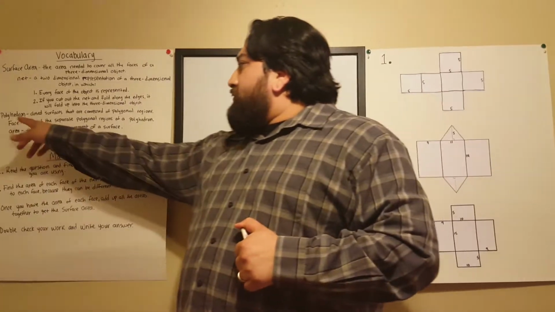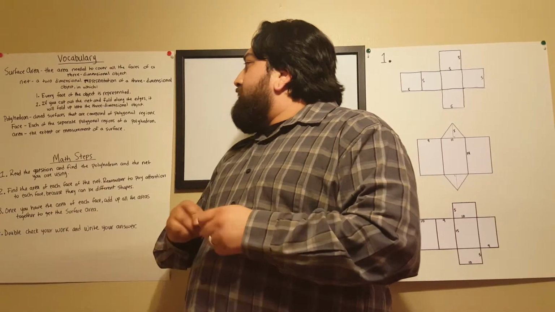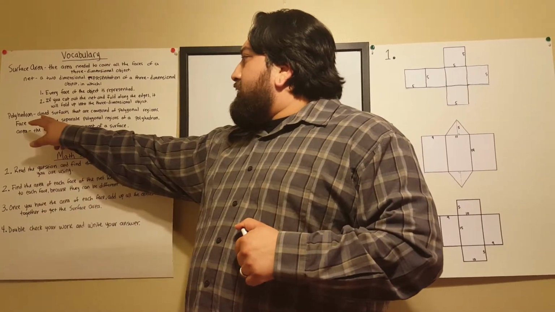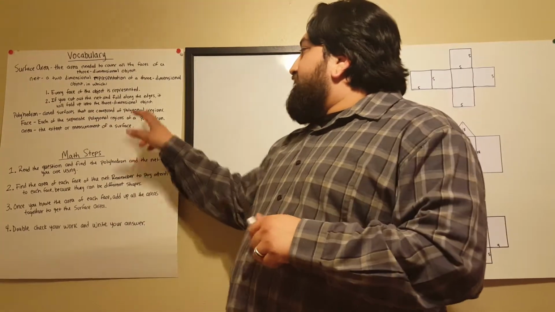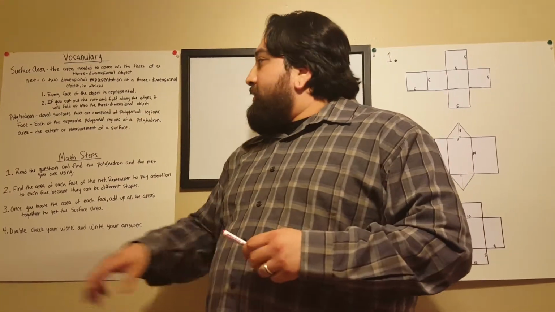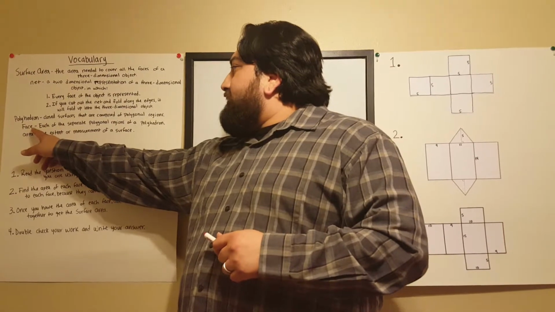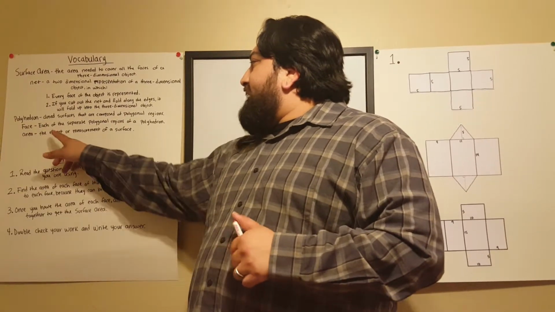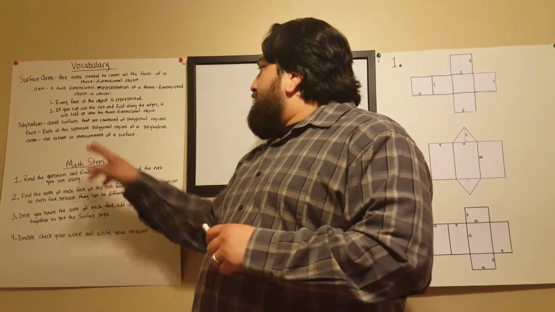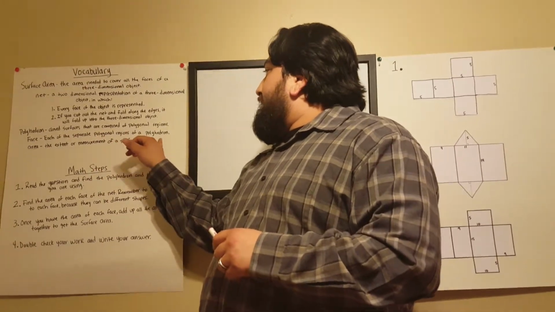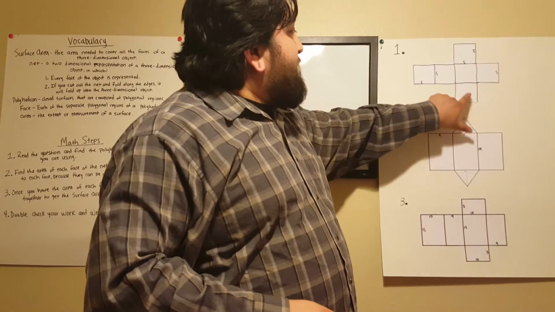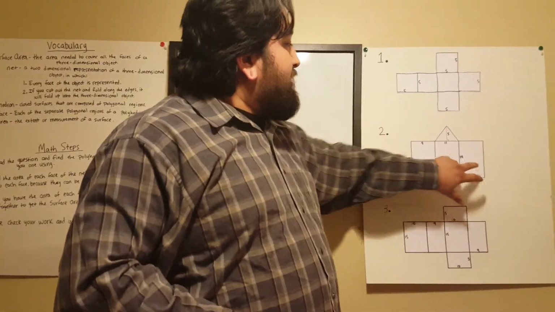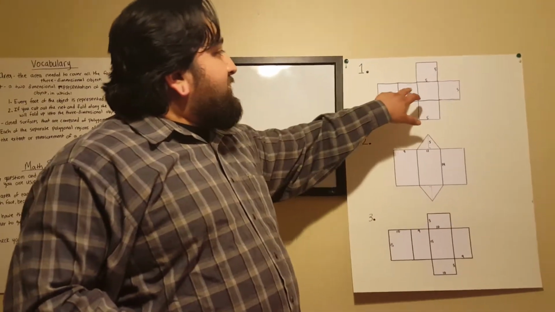Now the next word we have here is polyhedron. A polyhedron is a closed surface that encompasses polygonal regions. Now the next word we have is face. A face is defined as each of the separate polygonal regions of the polyhedron. All that means is that each of these individual shapes that you see on the net are the faces.